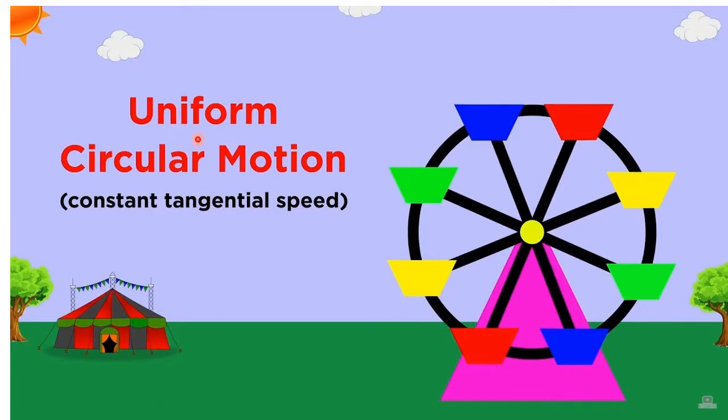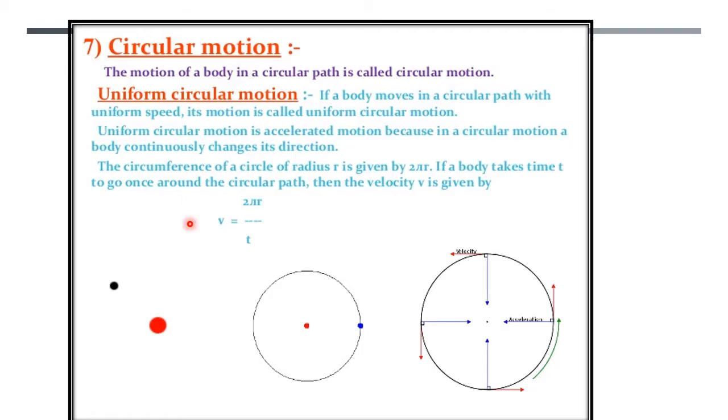Today we are going to talk about uniform circular motion, and it is about the constant tangential speed. First of all, we need to know what circular motion is. Circular motion is the motion of a body in a circular path. Whenever a body is moving in a circular path, this is called circular motion.